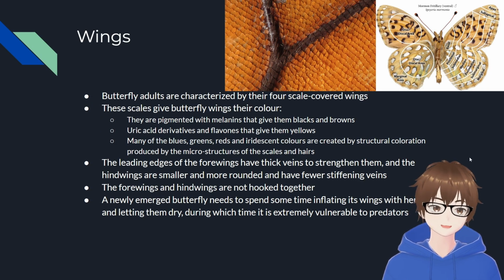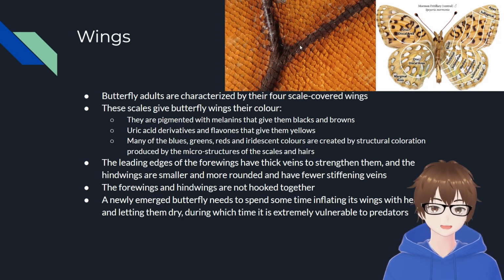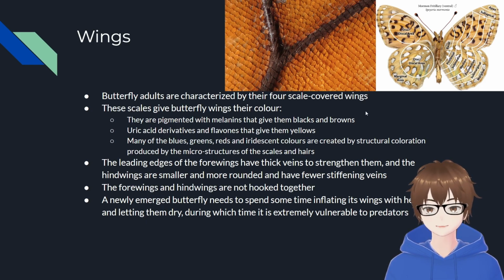So let's look at the wings a little bit, because the wings of the butterfly are probably the best known part of it. Butterfly adults are characterized by their four scale-covered wings, and I do have a picture of the scales on the wings here. Their scales give butterfly wings their colors.